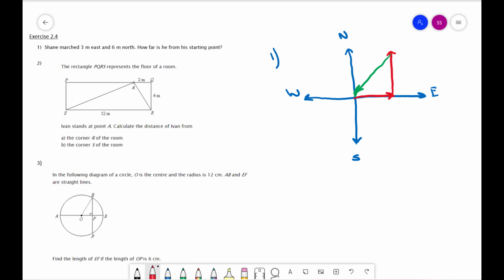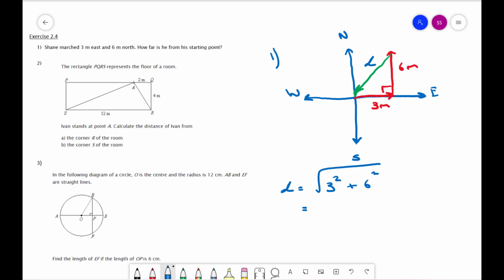Now what we've just formed there is a right-angled triangle. So we could label this up with his distances on, 3 metres going east and 6 metres going north. So using Pythagoras' theorem, we could call this hypotenuse here, for example, d for distance required. Then d is going to be equal to 3 squared plus 6 squared, all square rooted.